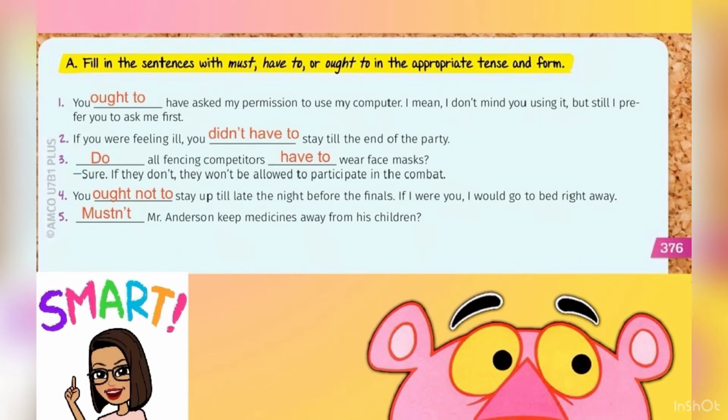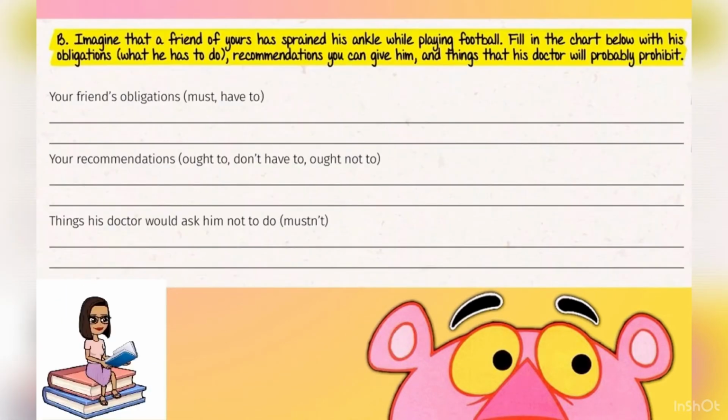Remember, you can pause the video if you need more time to check your answers. Now let's turn to page 377 and work on activity B. Imagine that a friend of yours has sprained his ankle while playing football. Fill in the chart below with his obligations, what he has to do, recommendations you can give him, and things that his doctor will probably prohibit.